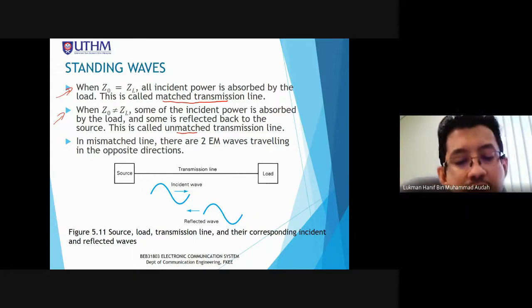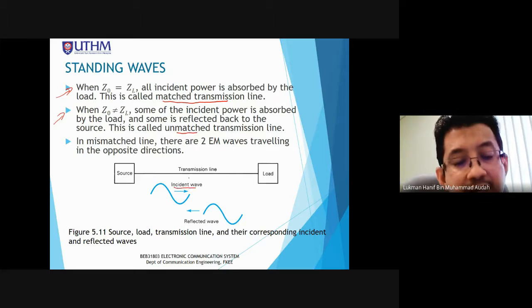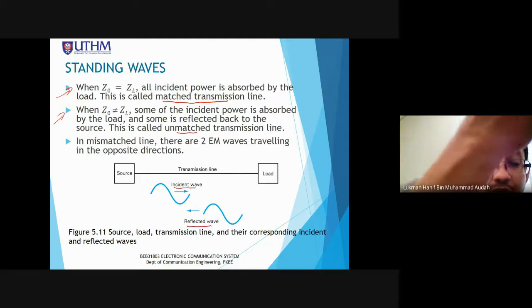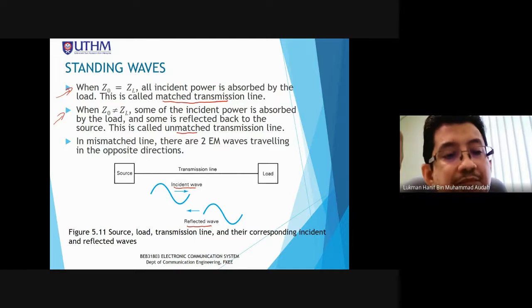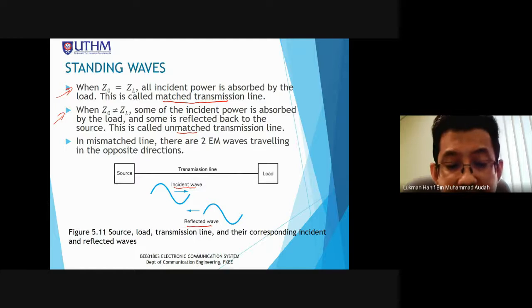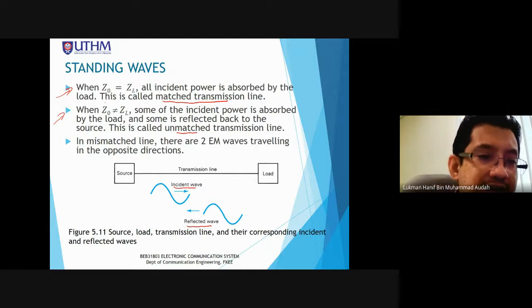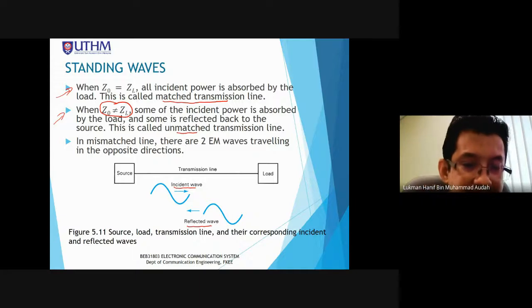So kita perlu tahu bahawa adanya dua jenis gelombang, iaitu incident wave. Okay, incident wave adalah gelombang yang dihantar daripada source kepada load, dan reflected wave adalah gelombang yang dihantar daripada load kepada source, dipantulkan semula kepada source. Okay, so dengan disebabkan oleh load impedance not equal to the characteristic impedance, maka berlakunya incident wave dan juga reflected wave. Okay, hanya ketika load impedance not equal to characteristic impedance, then we can have two, incident and reflected waves.